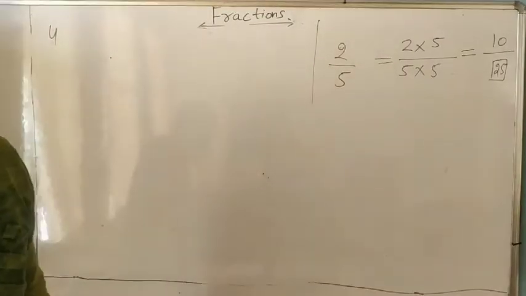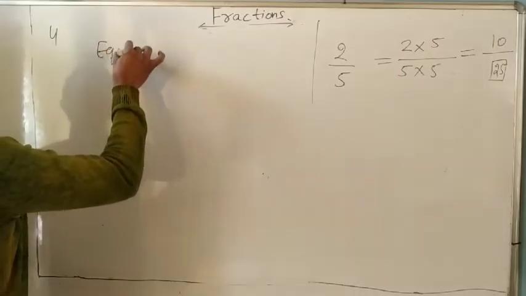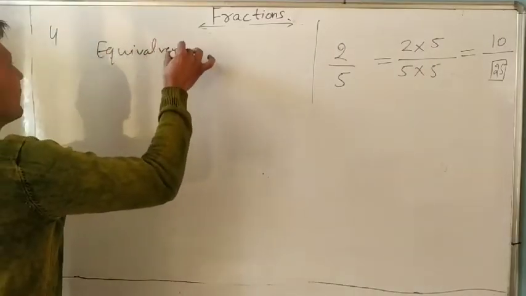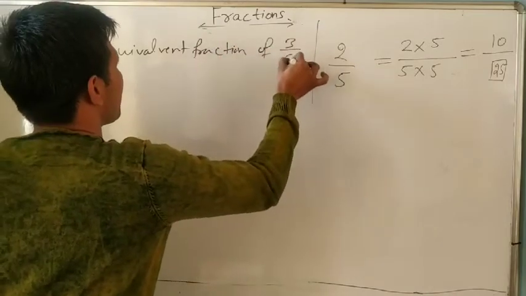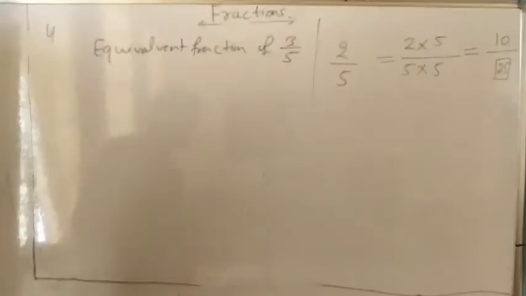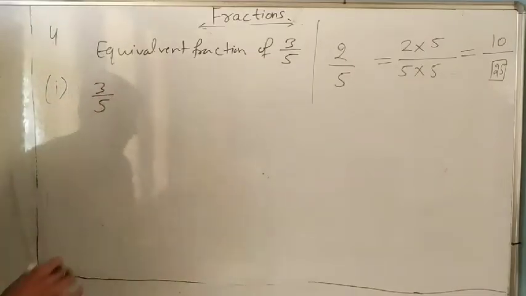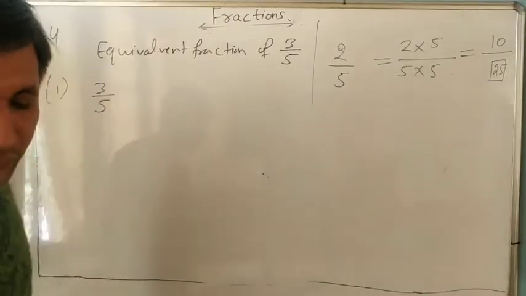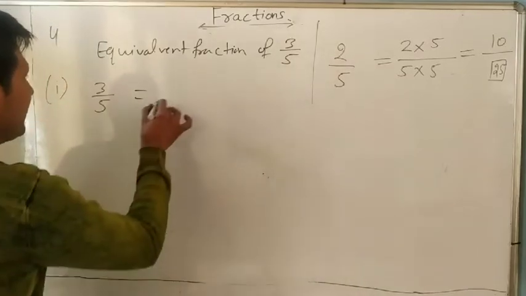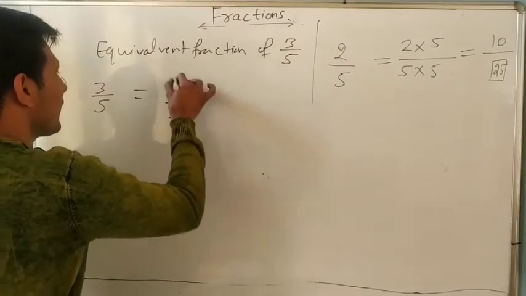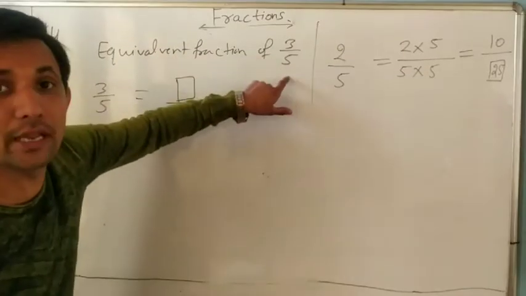Now fourth question, find the equivalent fraction. Equivalent fraction of 3 upon 5. So the first part, we have to find the equivalent fraction having denominator 20. Denominator is always the downside, so denominator is 20. So find the numerator.